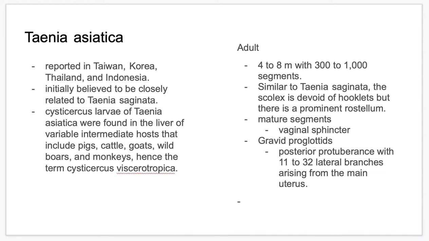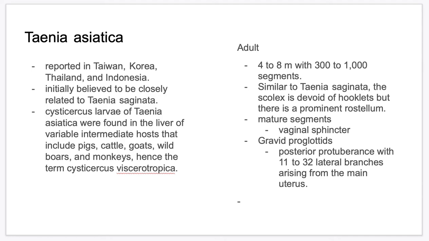This is the new one, Taenia asiatica. It's reported in Taiwan, Korea, Thailand, and Indonesia, and it's initially believed to be closely related to T. saginata. Cysticercus larvae of Taenia asiatica were found in the liver of variable intermediate hosts that include pigs, cattle, goats, wild boars, and monkeys, hence the term cysticercus viscerotropica. The adult can go up to 4 to 8 meters with 300 to 1,000 segments, similar to T. saginata. The scolex is devoid of hooklets, but there is a prominent rostellum.